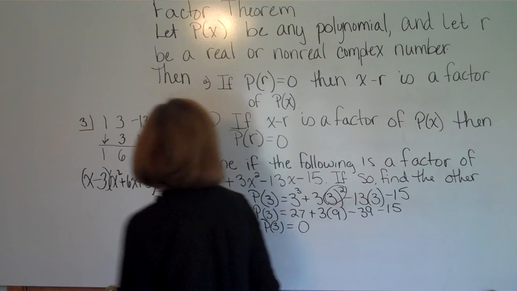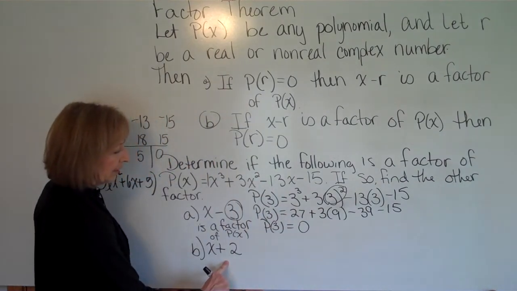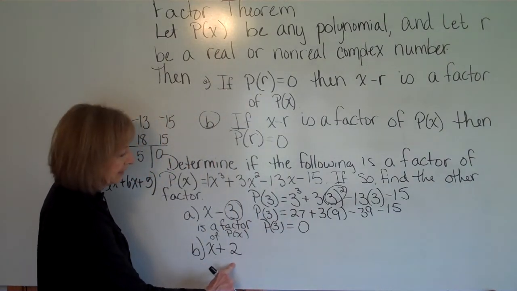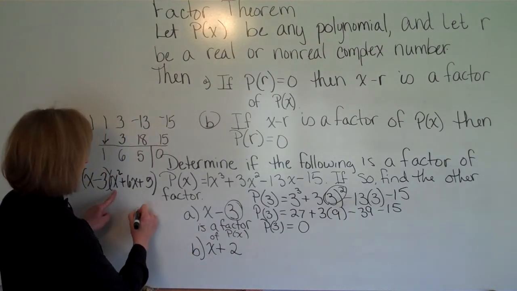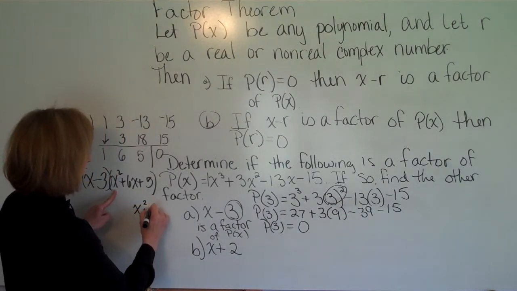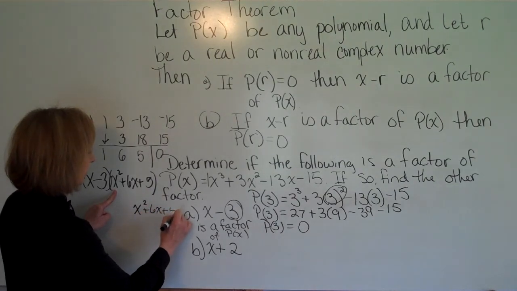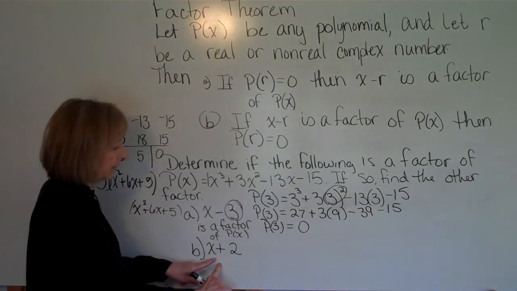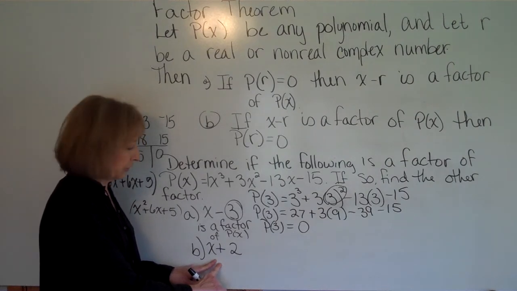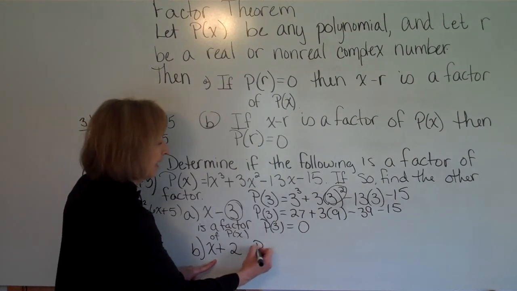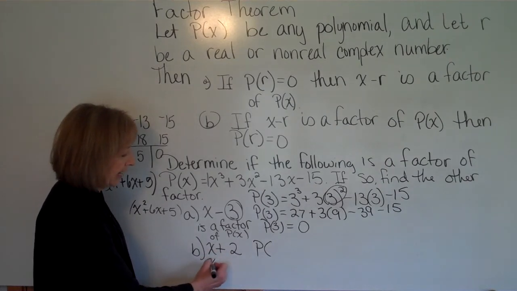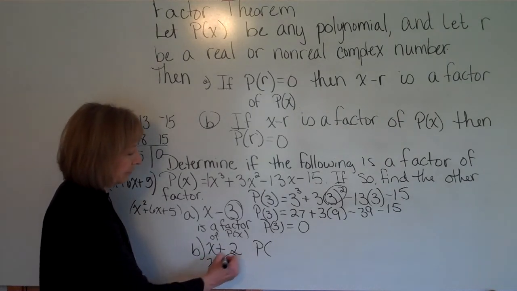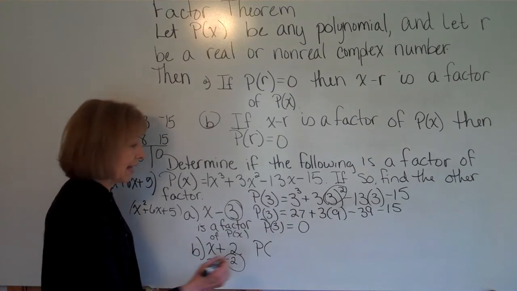Okay, now let's look at part B. We want to see if x plus 2 is a factor. And let's actually write this closer to the question. So x squared plus 6x plus 5 is the other factor. All right, so let's go back to x plus 2. Find out what we need to plug through the polynomial. Well, x plus 2 is x minus a negative 2. So you're going to put negative 2 through the polynomial.